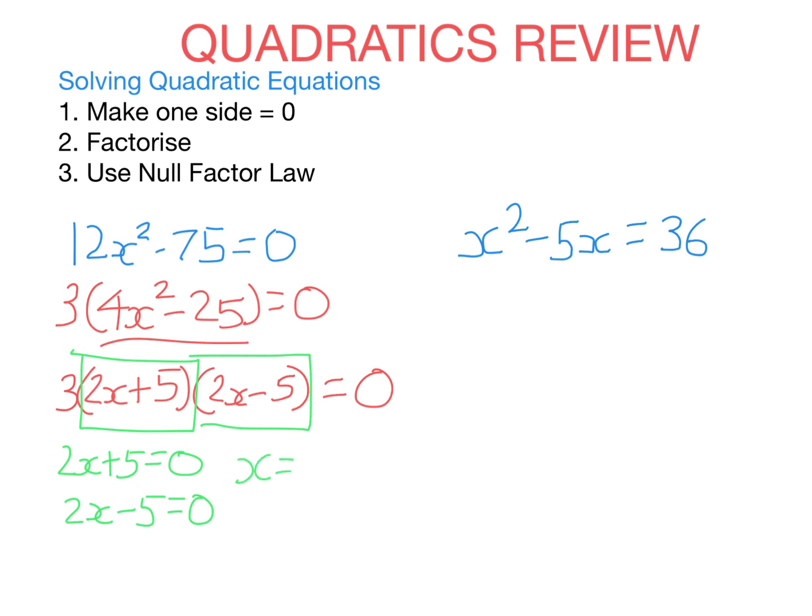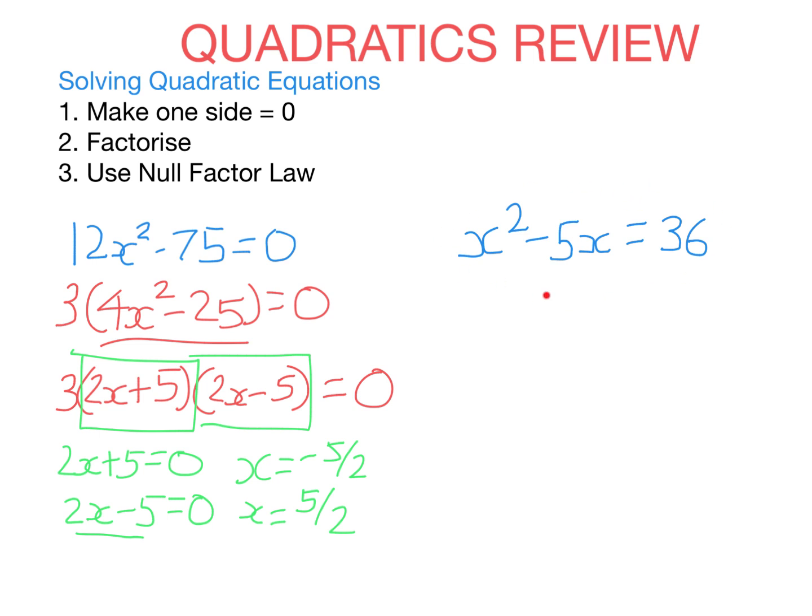So that gives me x is negative 5 over 2. This one here, I'm going to add 5 and divide by 2, so I get x is positive 5 over 2. So quadratic equations will have 0, 1, or 2 solutions. This one has 2 different solutions.